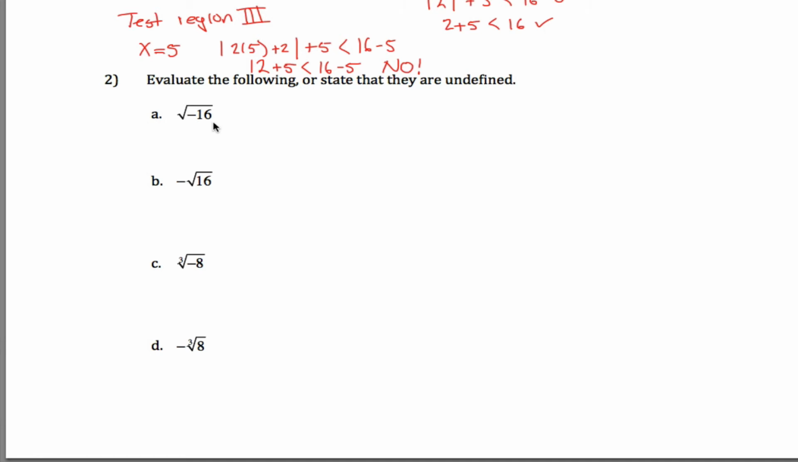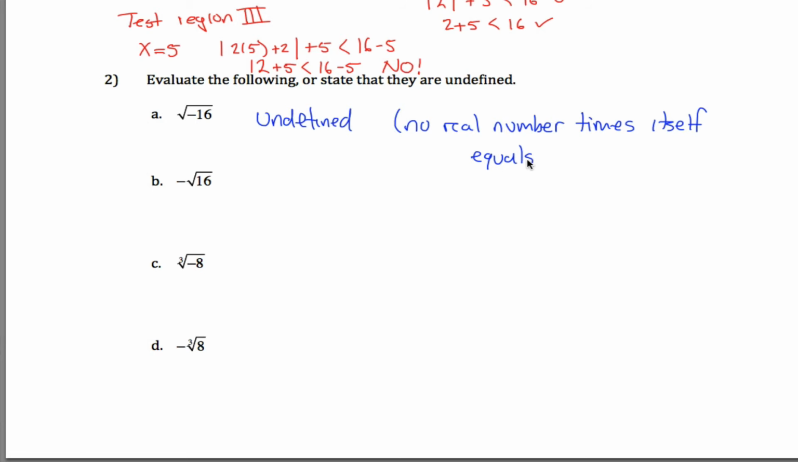The first one here, A, the square root of negative 16. This is undefined. Why is that undefined? There is no number, no real number, that when you multiply it by itself, you get negative 16. No real number times itself equals negative 16. All right, 4 times 4 is positive 16.